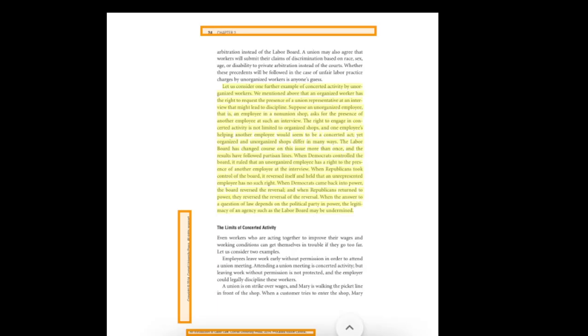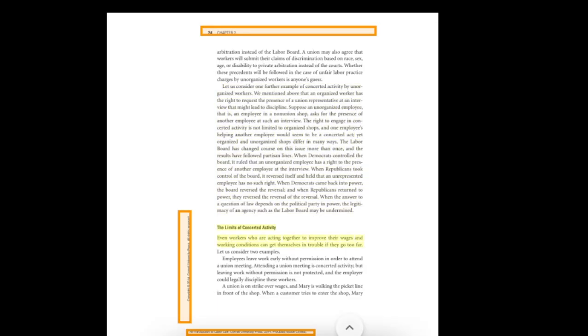Yet organized and unorganized shops differ in many ways. The Labor Board has changed course on this issue more than once, and the results have followed partisan lines. When Democrats controlled the board, it ruled that an unorganized employee has a right to the presence of another employee at the interview. When Republicans took control of the board, it reversed itself and held that an unrepresented employee has no such right. When Democrats came back into power, the board reversed the reversal, and when Republicans returned to power, they reversed the reversal of the reversal. When the answer to a question of law depends on the political party in power, the legitimacy of an agency such as the Labor Board may be undermined.